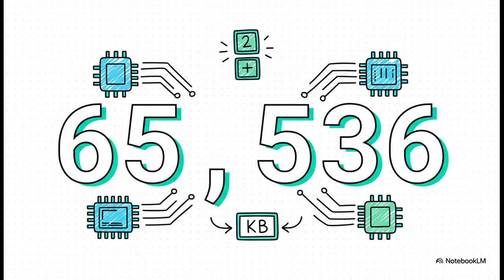Take, for example, an old CPU with a 16-bit memory address register. That means it can only create 2^16 unique addresses, which is exactly 65,536. This physically limits that processor to talking to, at most, 64 kilobytes of memory. That's it. The physical size of these internal parts directly dictates the power of the whole computer.